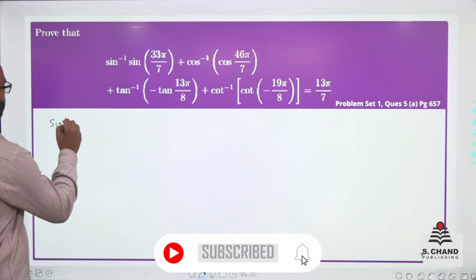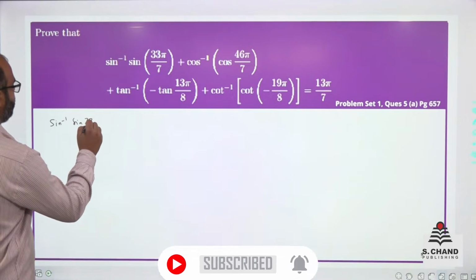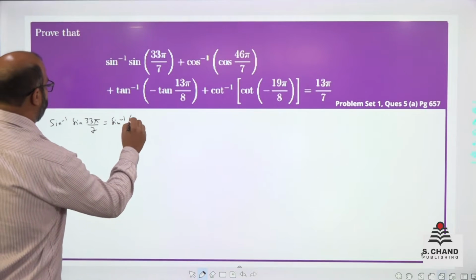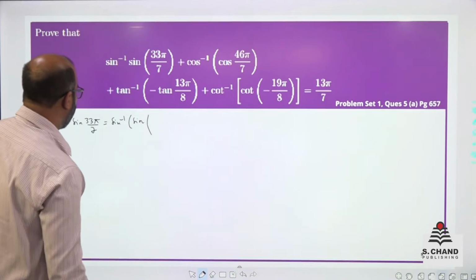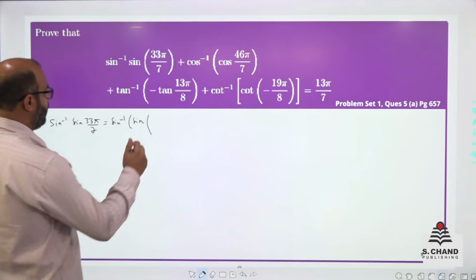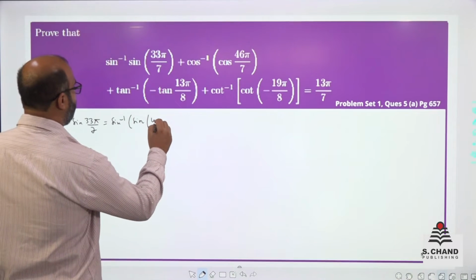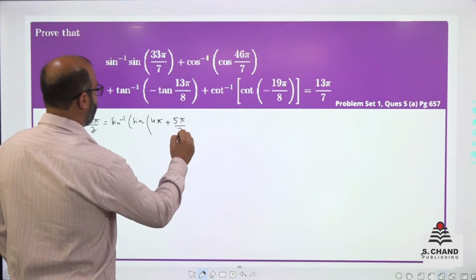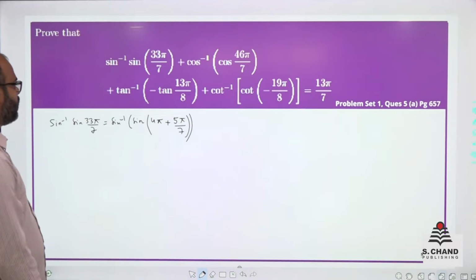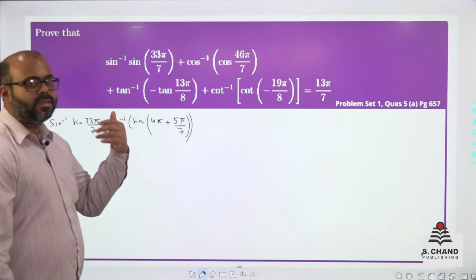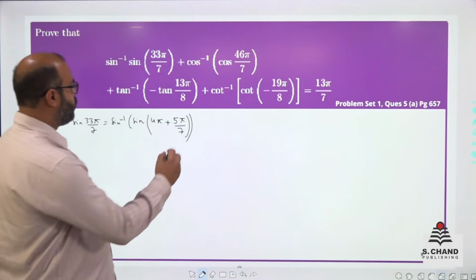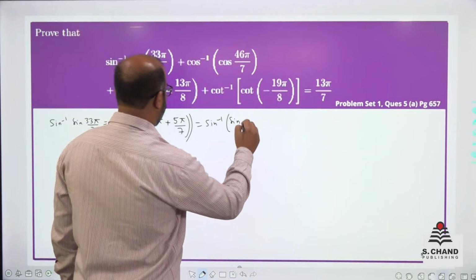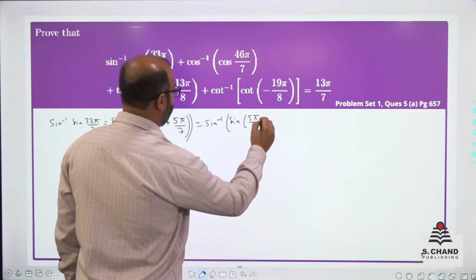Sine inverse sine 33 pi by 7. This is actually sine inverse sine of (28 pi, which will become 4 pi after dividing by 7, plus 5 pi by 7). This is how we can write it. And 4 pi is an even multiple of pi, a multiple of 2 pi. So this is the same as sine inverse of sine, it is periodic, 5 pi by 7.